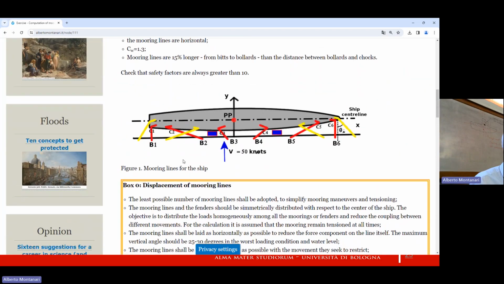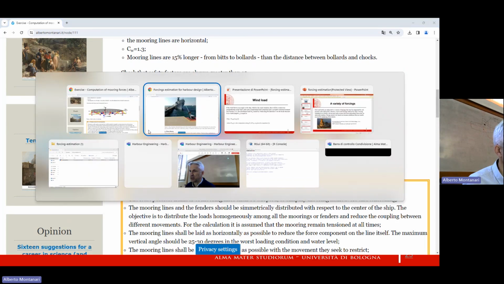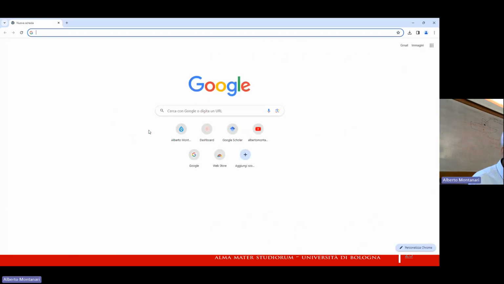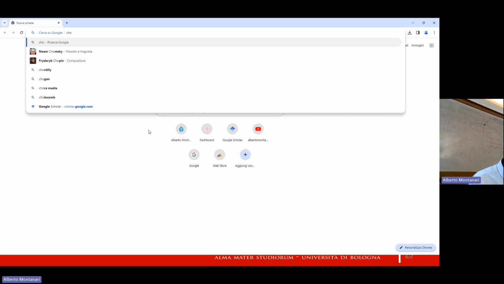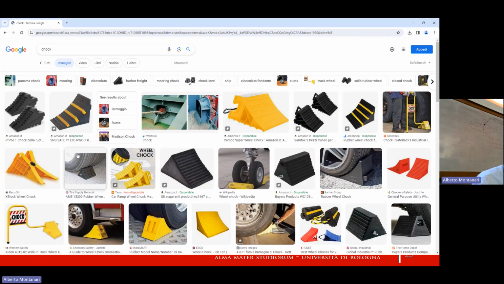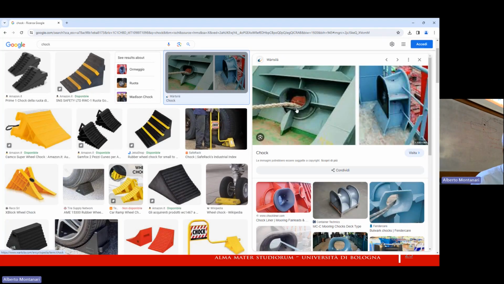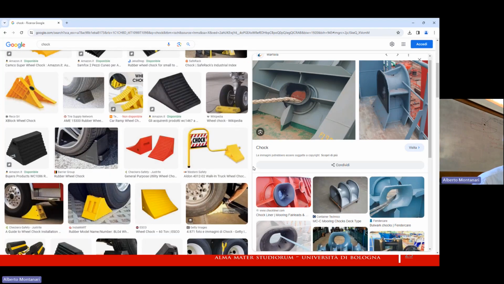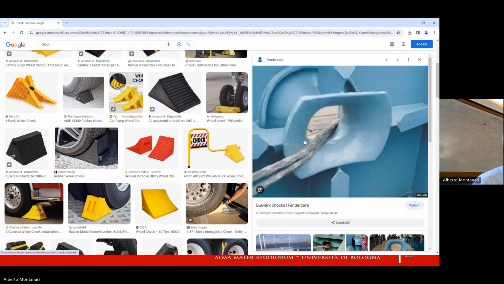And here you see that there is a sketch. The exercise gives the coordinates of the bollards and the chocks. The chocks are, one second, I show to you. I'm not sure if I already showed you what the chocks are. Let me see if I can get an image already. Yeah, you see, it is this one, the chock. The mooring line is bound to an anchorage over the ship, and then the mooring line passes through the body of the ship by the chocks. Okay. And here you see other images. You see, this is the chock.